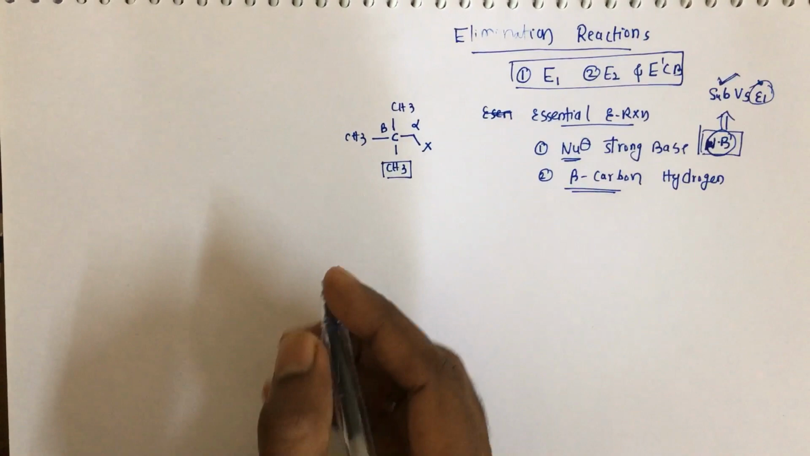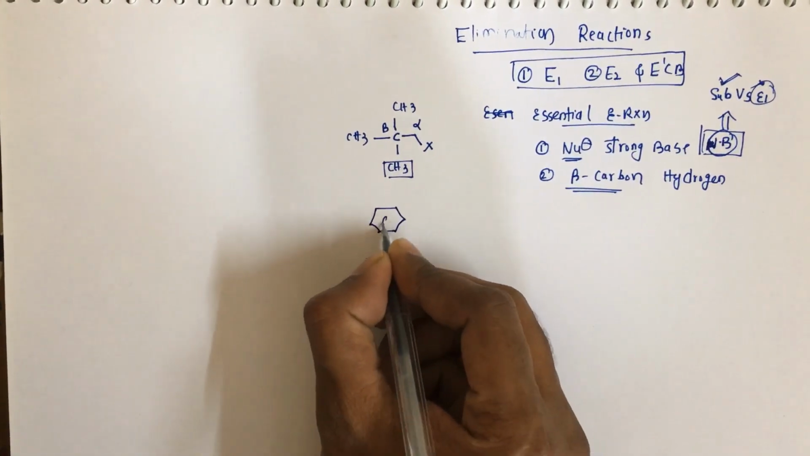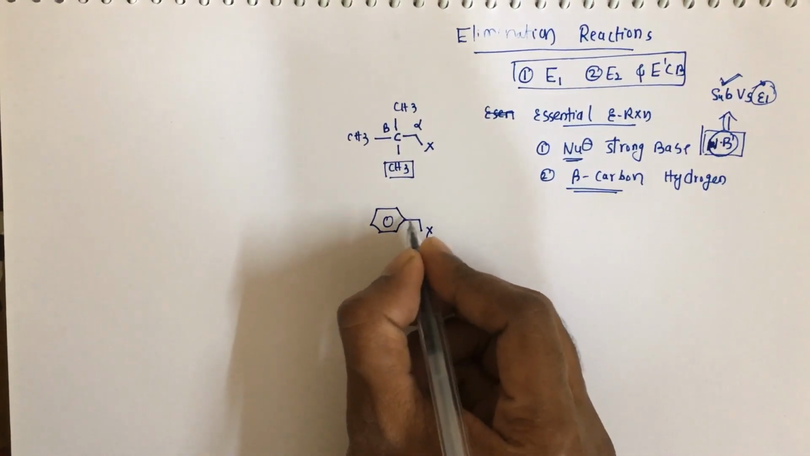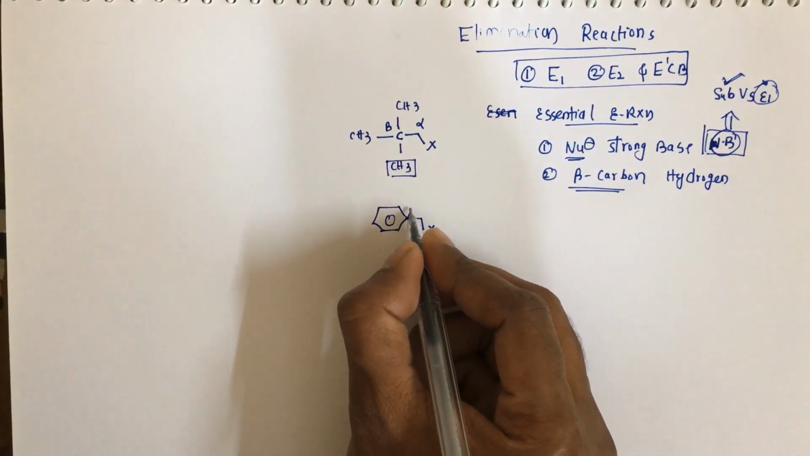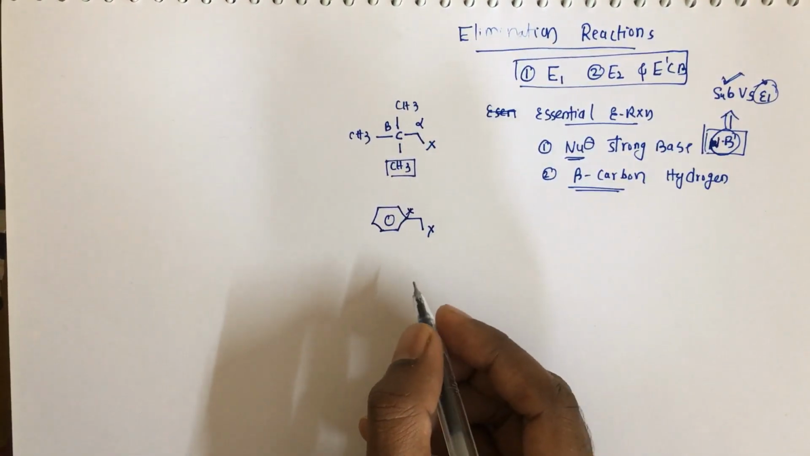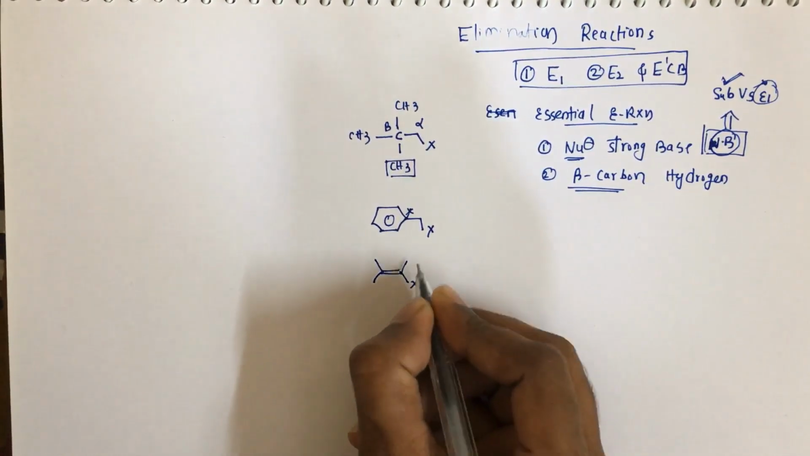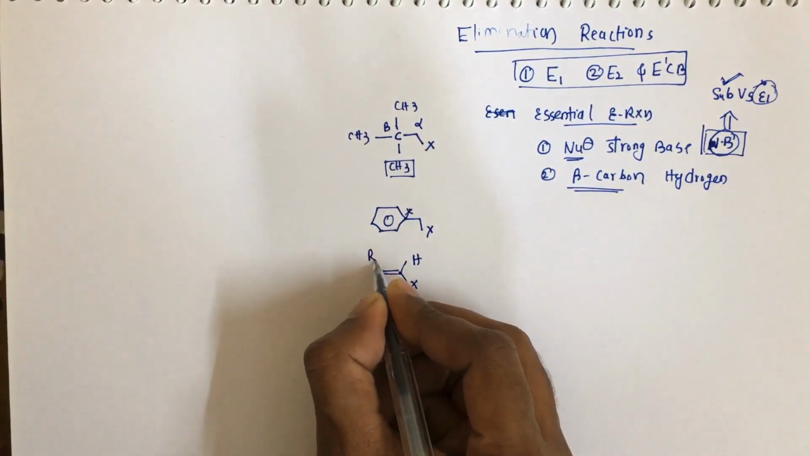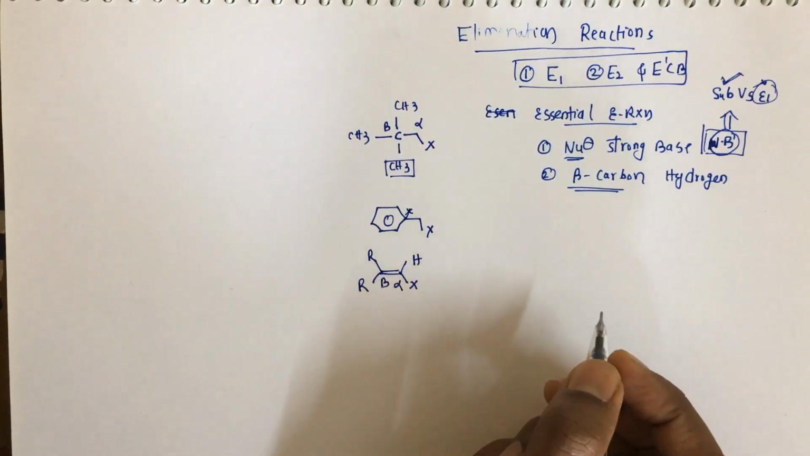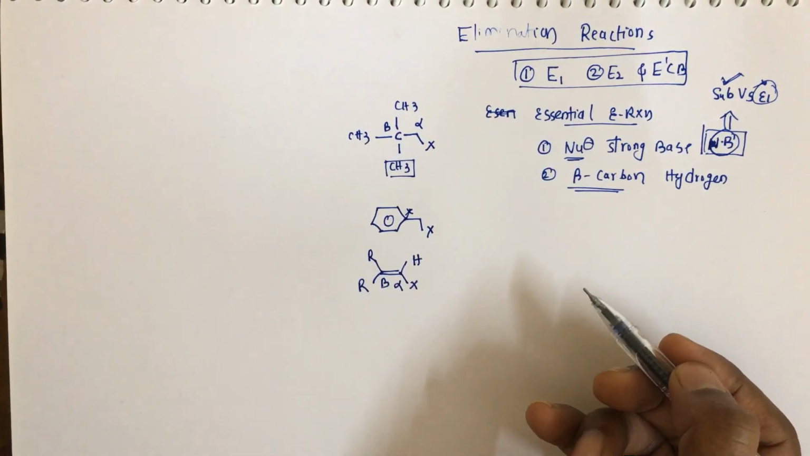Many examples are there, we can take this example also. Here also there is no beta hydrogen, so because of that this elimination will not take place. And we can take this example also, R. This is alpha and this is beta. If there is no beta hydrogen, then elimination is not possible.